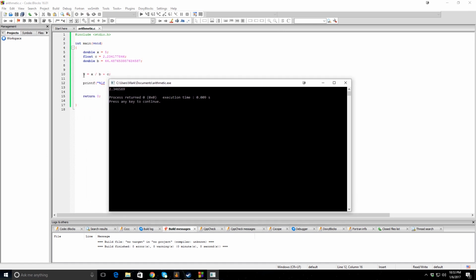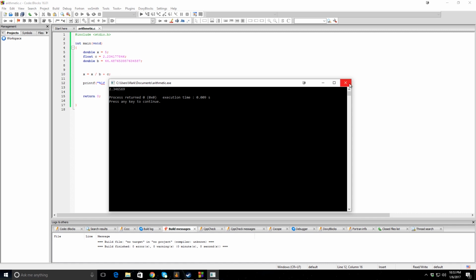So x being the double 5 is now equal to x being the double 5 divided by b, which should give us a very small decimal. Then plus c, 2.23 something. It's a very small decimal on top of that.